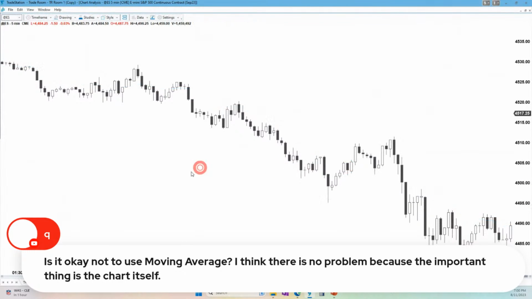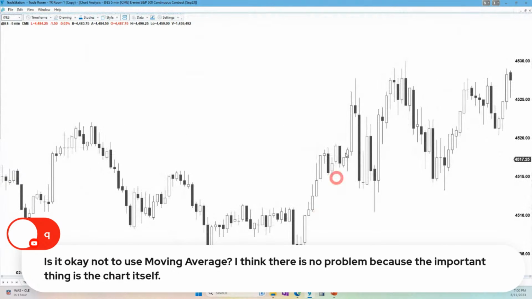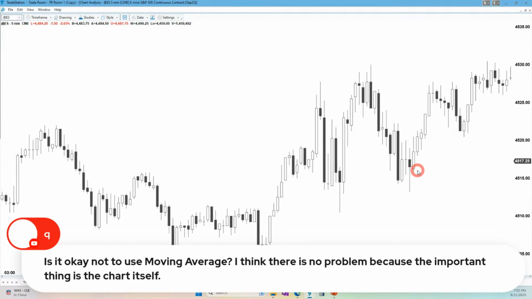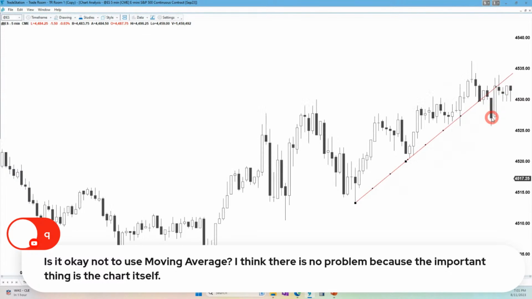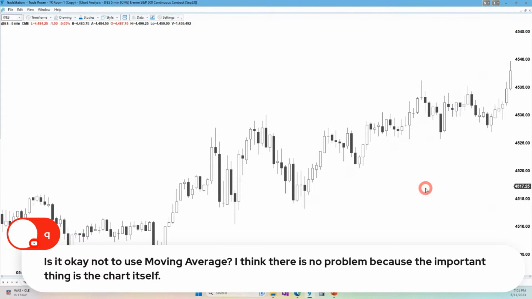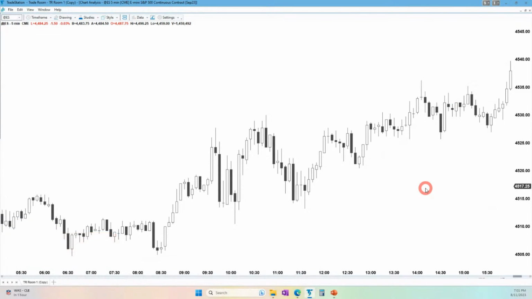Here, I can get rid of it. We're channeling up, a lot of overlapping bars, clearly a bull channel. Now, the one problem with not having moving averages is it's a little more difficult to see trends. If I have a moving average right here, it's pretty easy to see that the market is channeling up, but you don't need it necessarily. Bracket orders, meaning one cancels the other? Yes.